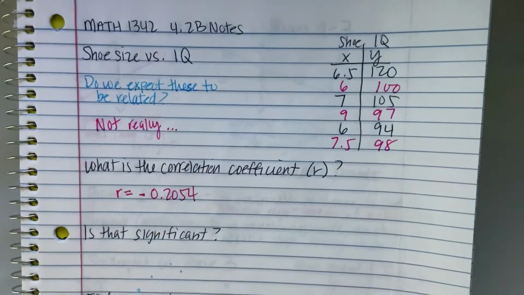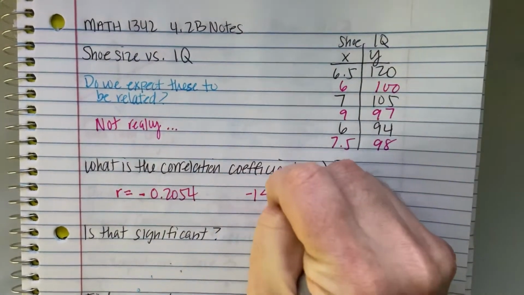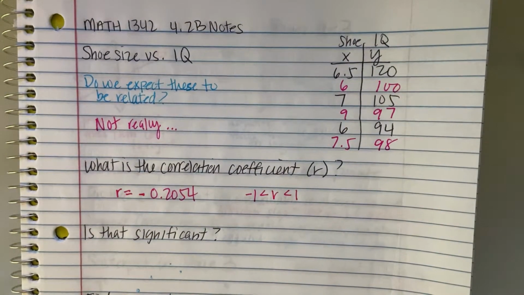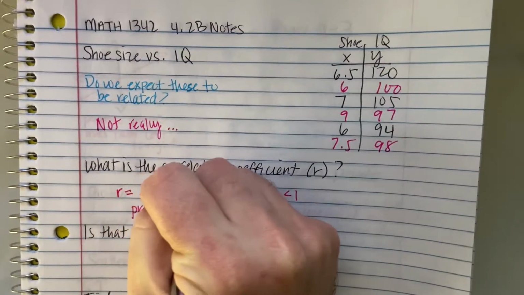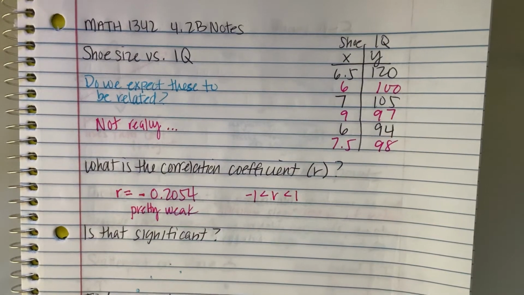0.2054. Now recall, since R is always between -1 and 1, the closer it is to the outsides, the stronger the relationship. So the closer you are to -1 or 1, the stronger it is. The closer you are to 0, the weaker the connection is. This is a pretty weak connection. And what does a negative correlation mean? Well, technically it means as your shoe size gets bigger, your IQ apparently goes down, but not a whole lot.